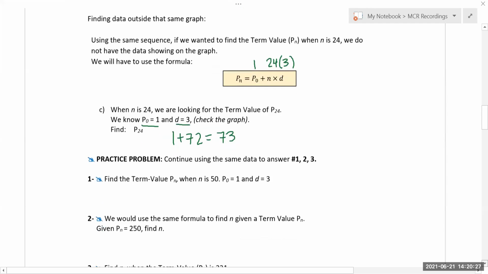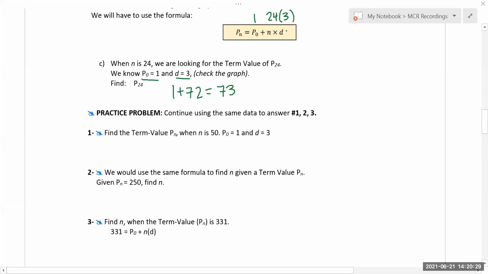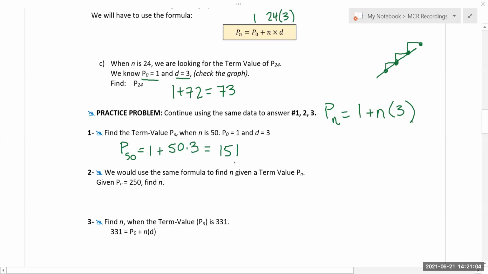So we're going to continue to use that same data. But what we're going to do is plug it in again, and this time find P of n when n is 50. So from the graph, you would grab the information off. You would grab off a formula where P of 0 is the initial value, and you would grab the 3. And how you know the 3 is because to get from one point to the next, you're adding 3. And now we have a formula for any term. So P of 50 equals 1 plus 50 times 3, which is 151.